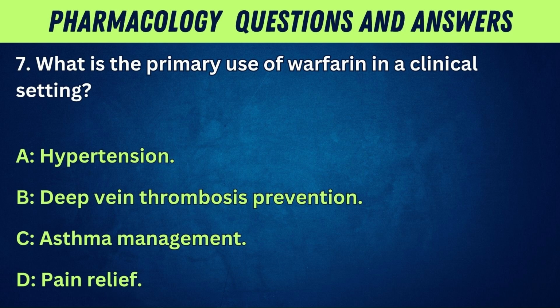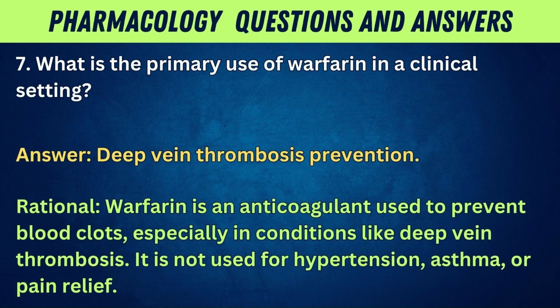7. What is the primary use of warfarin in a clinical setting? A. Hypertension. B. Deep vein thrombosis prevention. C. Asthma management. D. Pain relief. Answer: deep vein thrombosis prevention. Rationale: warfarin is an anticoagulant used to prevent blood clots, especially in conditions like deep vein thrombosis. It is not used for hypertension, asthma, or pain relief.